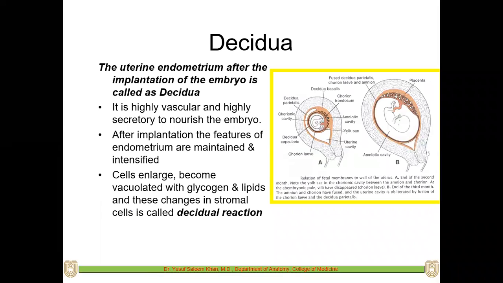Now, if you see here further, there is something called decidua. What do you mean by decidua? The uterine endometrium after implantation of the embryo is called the decidua. We have seen the endometrium. As I said, the wall of the uterus has 3 layers. The outer layer is called the perimetrium, the muscular layer is called the myometrium, and the inner layer is called the endometrium. With the implantation of the embryo, this is now called the decidua.